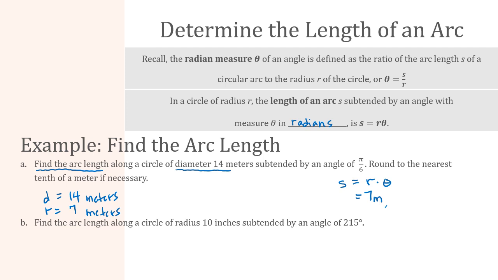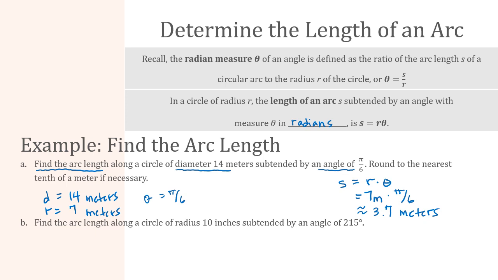Do I know theta? Theta is the angle measured in radians, and in this case, theta is given already in radians as pi over 6. So all I have to do is substitute that pi over 6 in there and multiply. 7 meters times pi over 6 would be 7 pi over 6. But this one says to round to the nearest tenth of a meter. So I'm going to put into my calculator 7 times pi, and then divide that by 6. And that gets me approximately 3.7 meters.